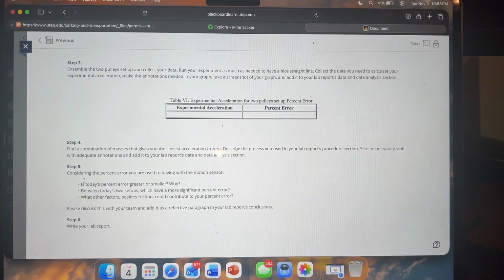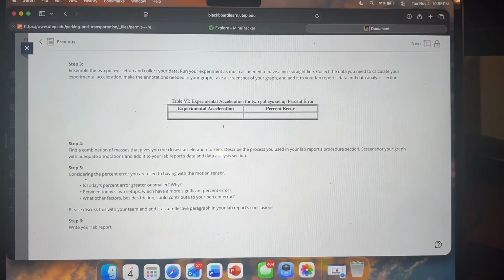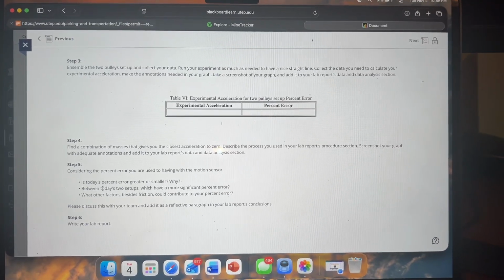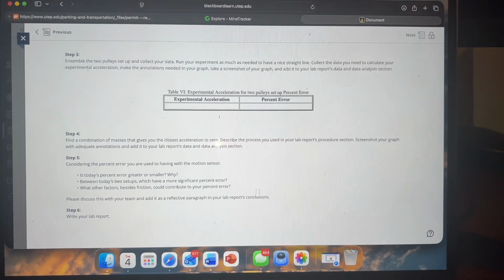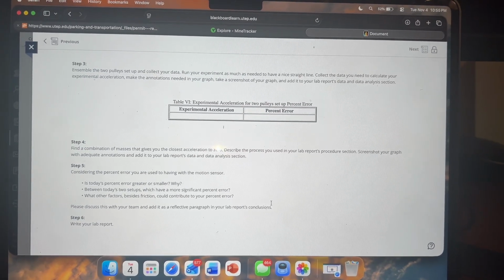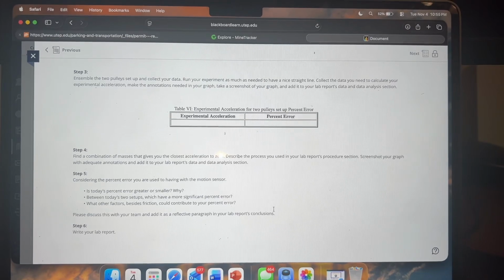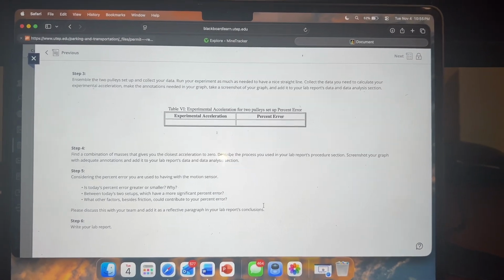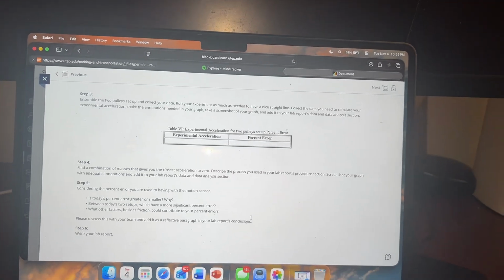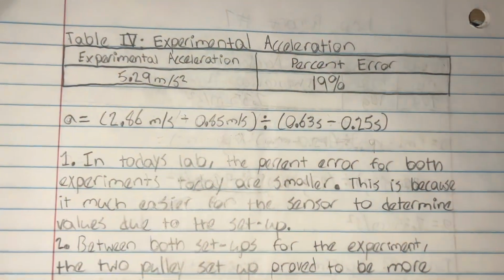So it says, in considering the percent error we're used to having with the motion sensor, was today's percent error greater or smaller, and why? So from the sensors that we've been dealing with over the semester and with the carts, I'm going to go ahead and explain that a little bit and go into detail. So that's going to be question number 1.